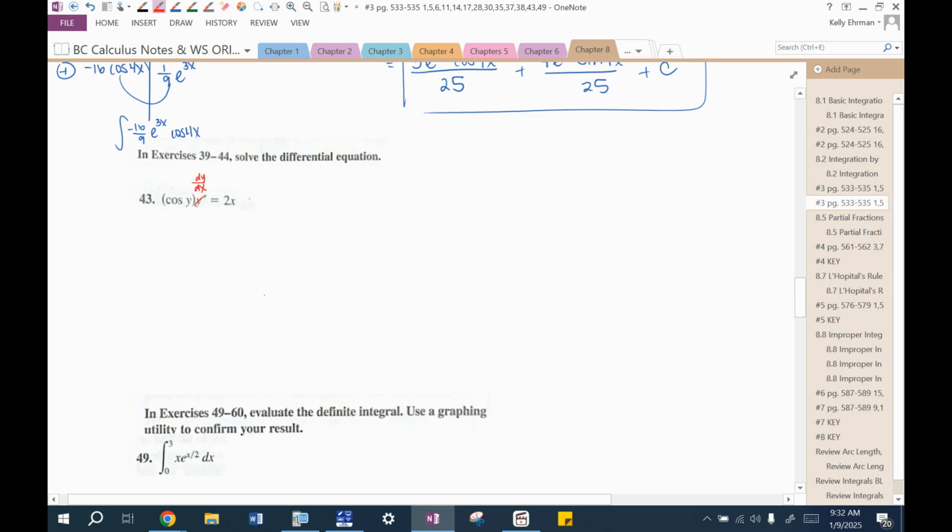All right, so separate, I'm going to put dx over here. So I have cosine y dy. So y's are together. 2x equals 2x dx. Integrate. We can integrate cosine. It's sine of y is equal to 2x squared over 2 plus c. How do I get rid of a sine? I take the arc sine or inverse sine of both sides.